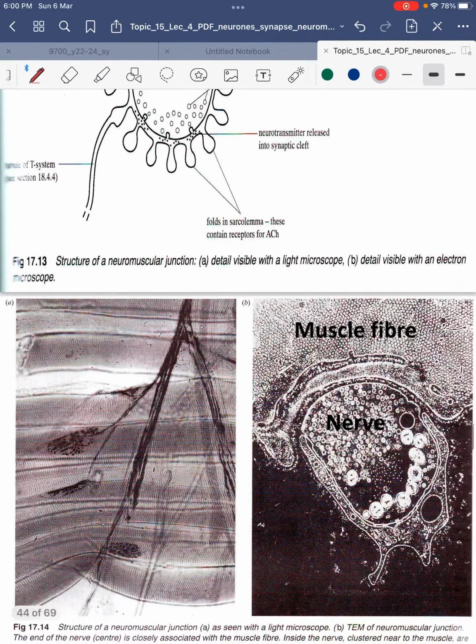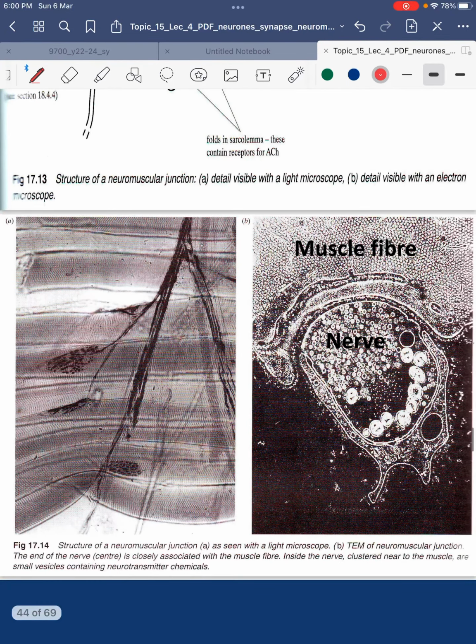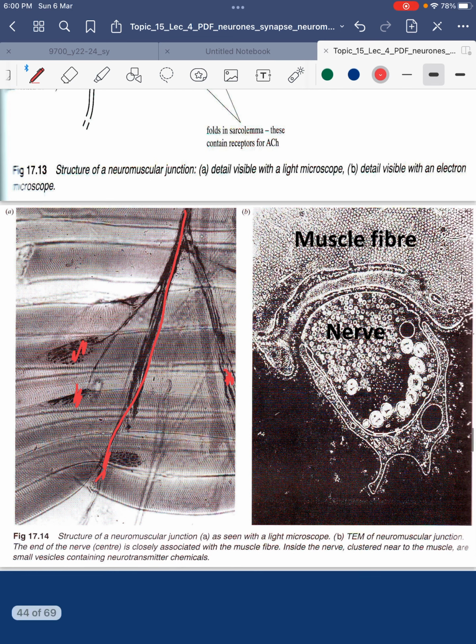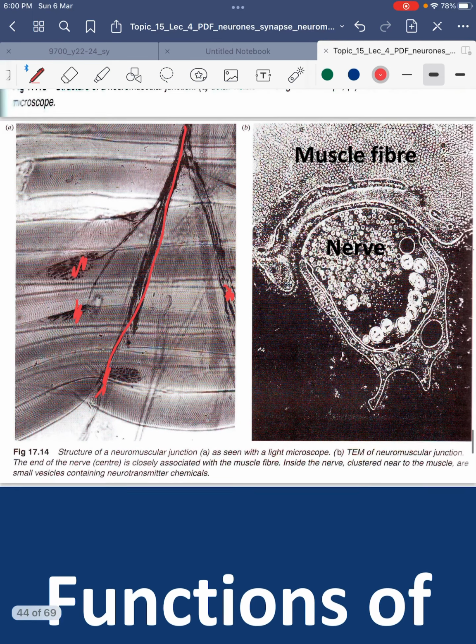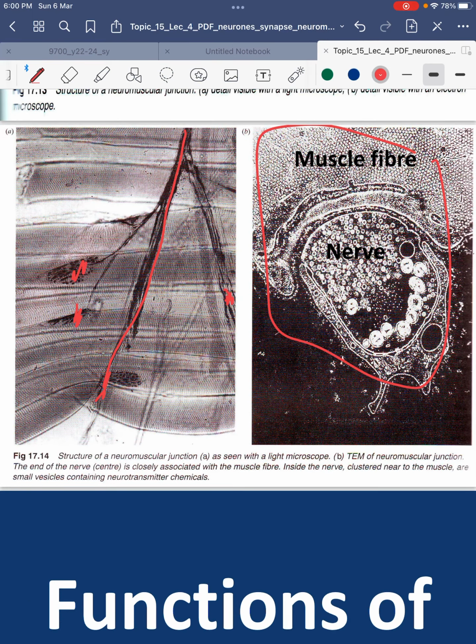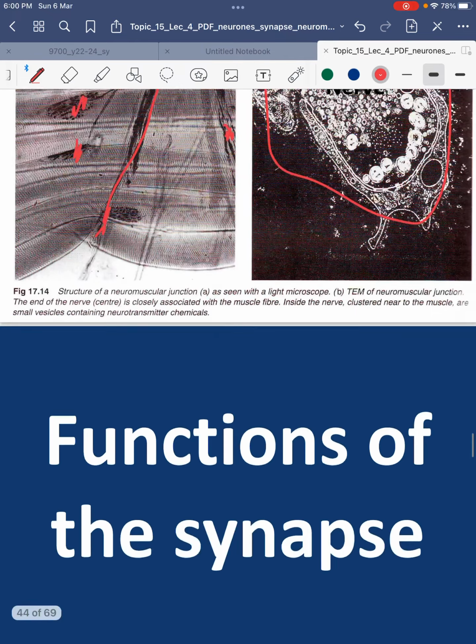Okay. Very interesting images here. As you can see, the neuromuscular junction. You can see nerve here will terminate at the muscle sarcolemma, the membrane of the muscle. This one as well, very interesting image. We'll look at this image again on Monday.